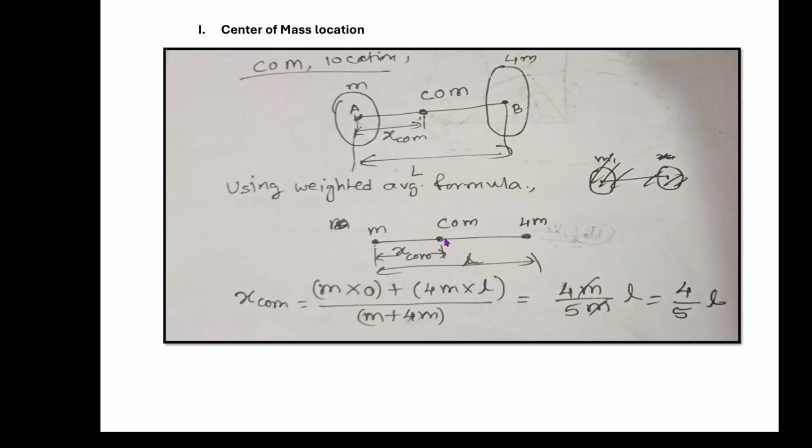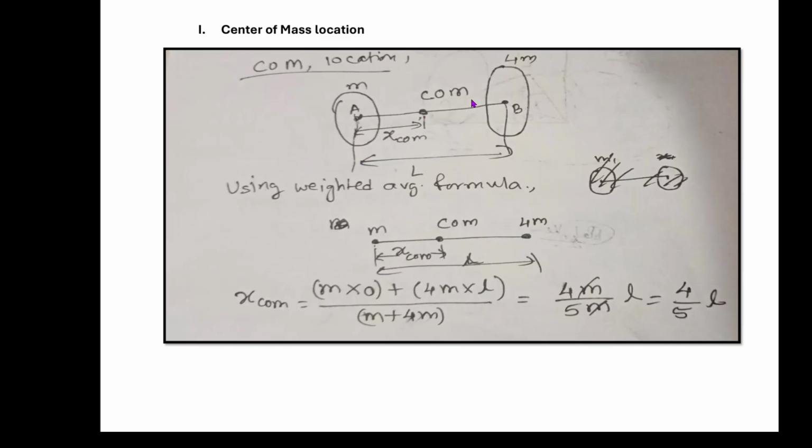The x com, right, into m plus 4m, because m plus 4m into x com is equal to m into 0 plus 4m into L. So the center of mass is given by, when you divide this by m plus 4m, and when you resolve this you will get 4 by 5 times L. So actually the center of mass lies at 4 by 5 times L.